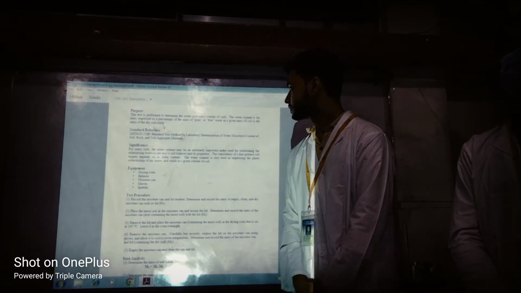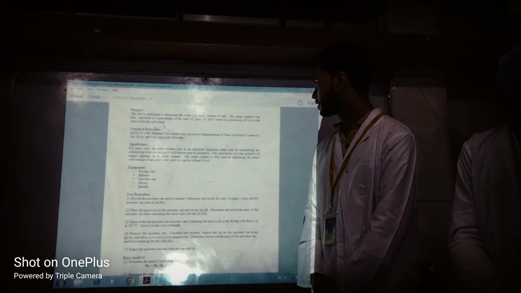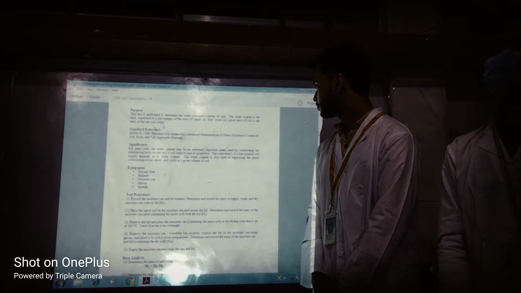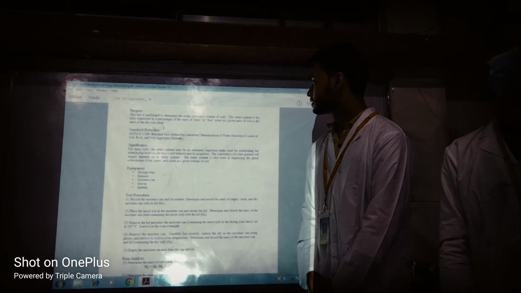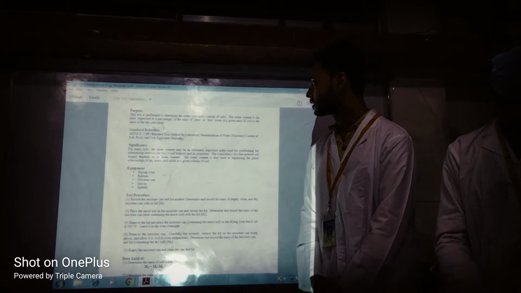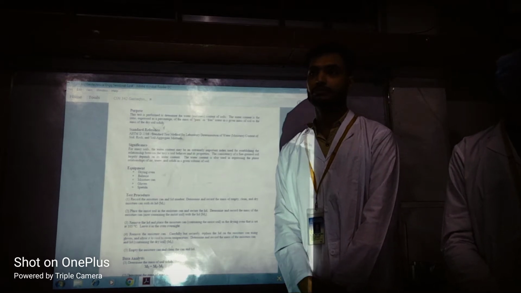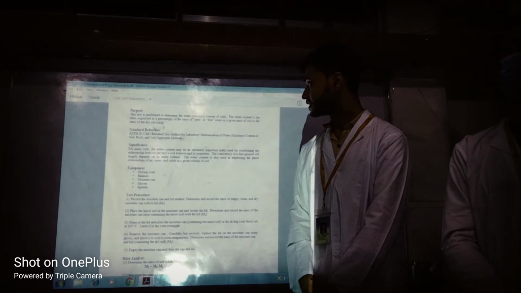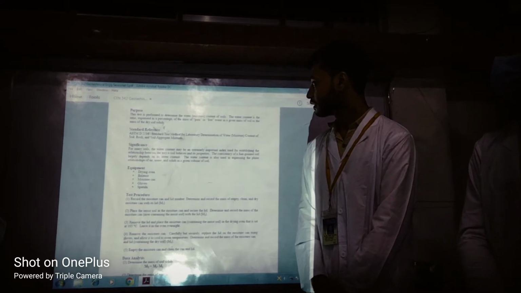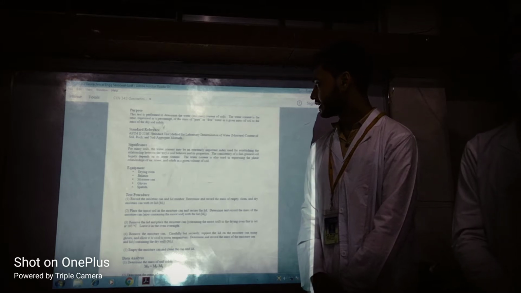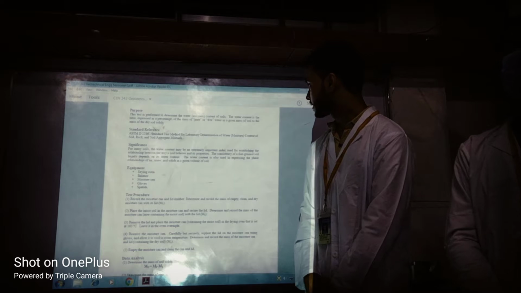ASTM D2216, the standard test method for laboratory determination of water moisture content of soil, rock and soil aggregate mixture. ASTM means American Society for Testing and Materials. We know about soil, rock and soil aggregate, moisture content, their water.